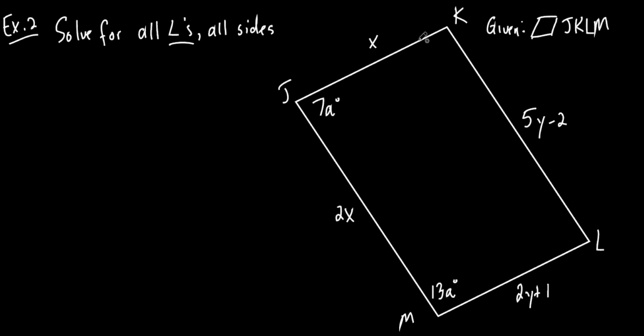So what's this going to be? 13A. And what's this angle down here going to be? 7A. Everybody good with that? Okay, or you could look at it this way. You really didn't even have to know that, to tell you the truth. Now I think about it. What do you know about the consecutive angles? The ones that are next to each other, like this 7A and the 13A. They're obviously not equal to each other, but what are they?